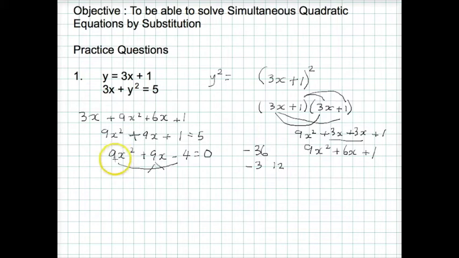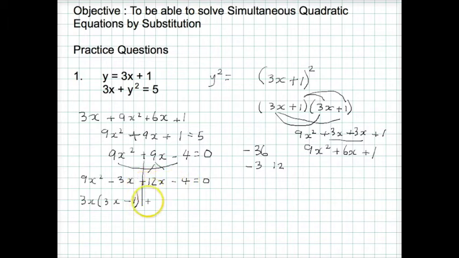Let's make sure we put the minus 3 first so it factorises with the 9. So we get 9x squared minus 3x plus 12x minus 4 equals 0. Factorise in pairs. Let's factorise this bit first. What occurs in both? Well, 3x occurs in both. Open brackets. 3x times 3x gives 9x squared, and 3x times minus 1 gives us minus 3x.